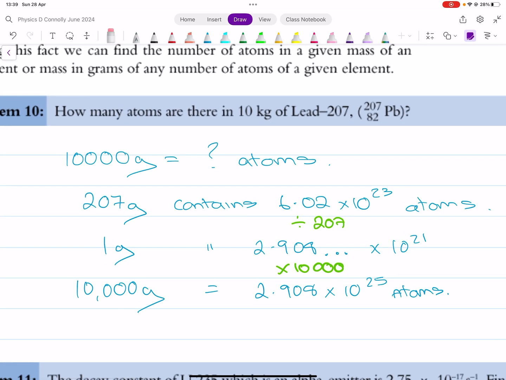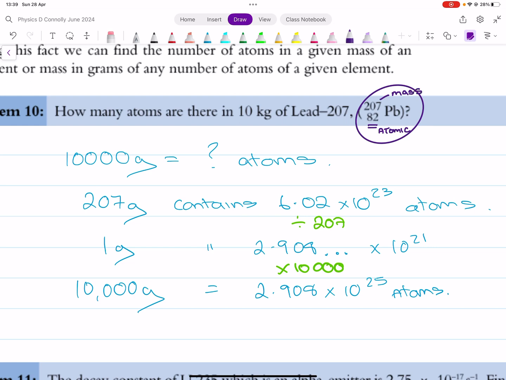How many atoms are there in 10 kilograms of lead-207? They give you the structure of lead-207. They're telling us that the atomic number is 82, and up here, the mass number is 207.